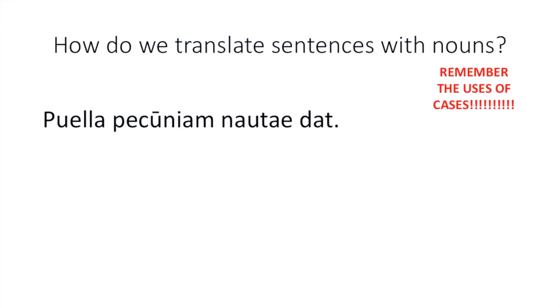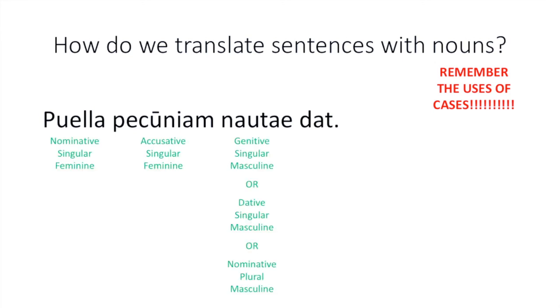The next thing is identify what all of the endings tell you about the words. So, based on parsing our nouns, we know puella can be nominative, singular, and feminine. Pecuniam can be accusative, singular, and feminine. And nautai can be genitive, singular, masculine, or dative, singular, masculine, or nominative, plural, masculine. Remember that nautai or sailor is a profession, which is why it's masculine instead of feminine.